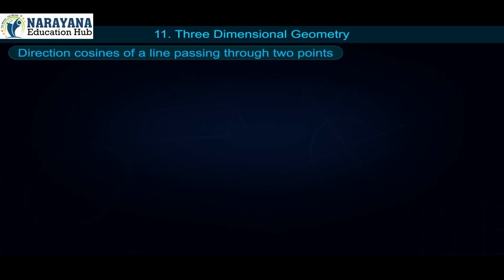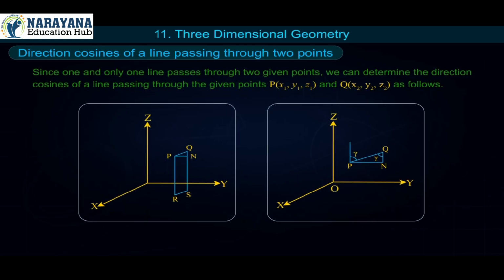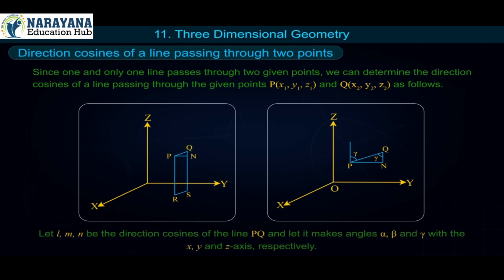Direction cosines of a line passing through 2 points. Since one and only one line passes through 2 given points, we can determine the direction cosines of a line passing through the given points P(x1, y1, z1) and Q(x2, y2, z2) as follows. Let l, m, n be the direction cosines of the line PQ and let it make angles alpha, beta and gamma with the x, y and z axis respectively.